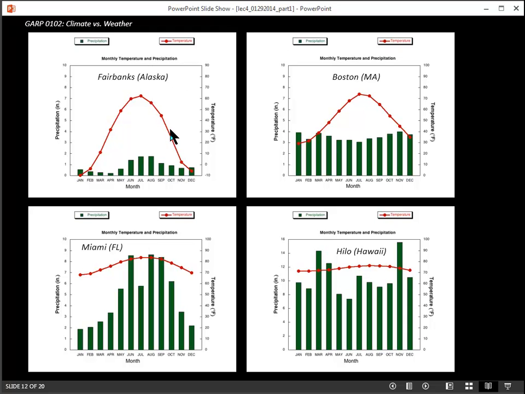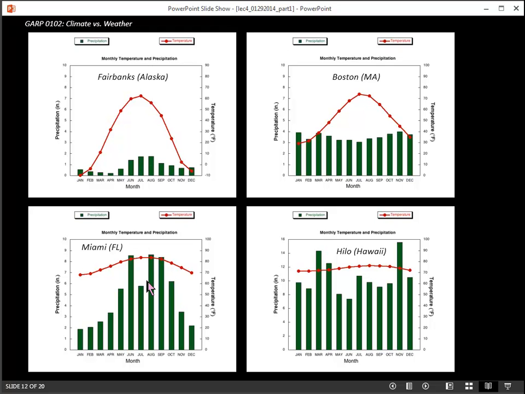Now here's an extreme situation. This is Fairbanks, Alaska, right? We have an extreme annual cycle in air temperature. In Fairbanks, in Alaska, it's actually quite warm and comfortable in the summer, but it's absolutely brutally cold in the winter. Precipitation is pretty much constant all year round, but at very low levels. It's a very dry place. Alaska does not get a lot of precipitation.